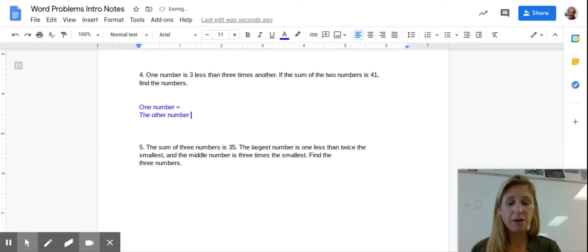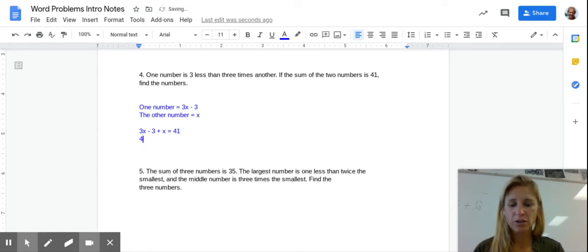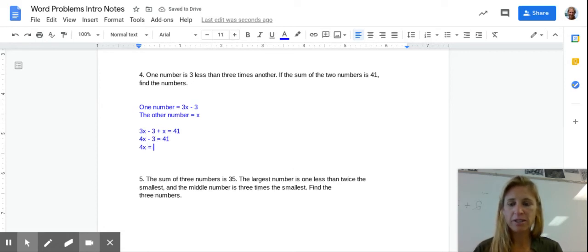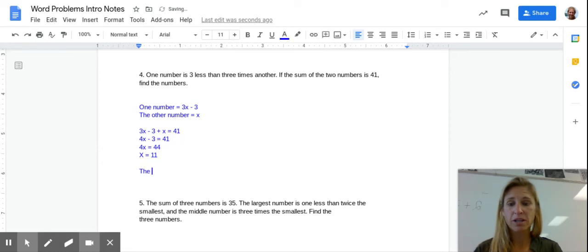So one number is 3 less than 3 times another. I'll say that other number is x. And it says one number is 3 less than 3 times another. So 3x minus 3. It's not pretty, but that's the setup of that. The sum of the 2 numbers is 41. So 3x minus 3 plus x equals 41. There's my algebraic equation. 4x minus 3 equals 41. Add 3, 4x equals 44. x equals 11. How do we answer this? Let's just find the numbers. The 2 numbers are 11 and, so one of them is x, one of them is 3 times x minus 3. So 33 minus 3, 30.